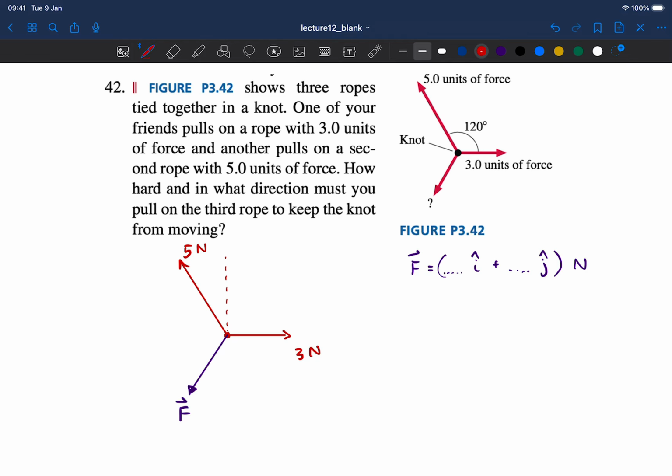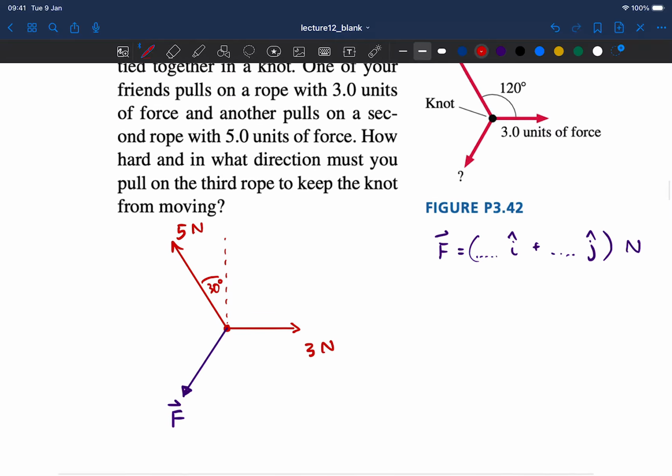So whatever this force is, it has to balance the other two. And we know that this angle is 120, right? So from the vertical line, it's just 30, as you take away 90 degrees. So you decompose the 5 newtons into vertical and horizontal components. And with this, you can forget about the original force. The vertical one will be 5 times cosine of 30 degrees. The horizontal one is 5 times sine of 30 degrees.